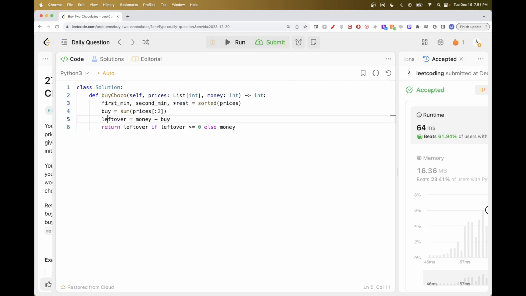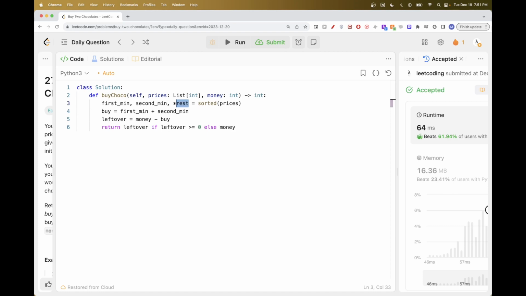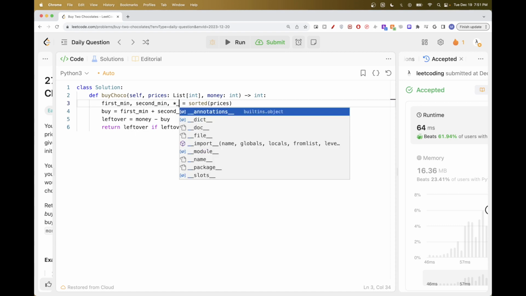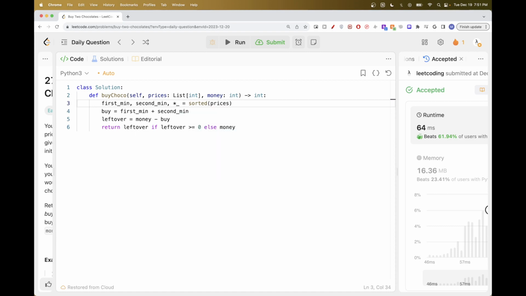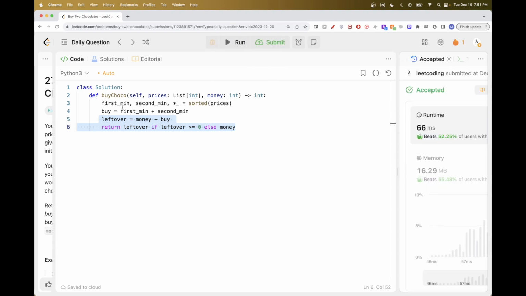Okay, and now to know what to buy, what are we buying? Well, it's just the first min plus the second min. Now the other thing is, since we don't actually need the rest variable, we won't need to use it at all. We can just put underscore here. In Python you can do that if you are not using a variable. And this destructuring now will give us the smallest one here, the second smallest here. And now you just subtract that from the money and you have the leftover. We still keep the same thing. These two, we keep them the same. Now if we run this, looks like it's good. Okay, so it got accepted.